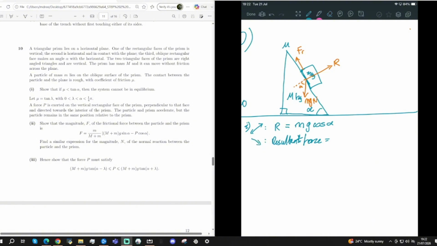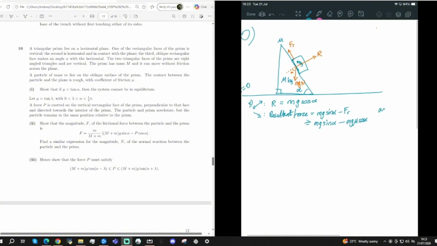So the resultant force going down the slope is going to be mg sine alpha going down, minus the frictional force. So this is mg sine alpha, but the frictional force is less than or equal to mu R, because we're subtracting the reaction force. The resultant force, therefore, is greater than or equal to mg sine alpha minus mu mg cos alpha, as friction is less than or equal to mu R.